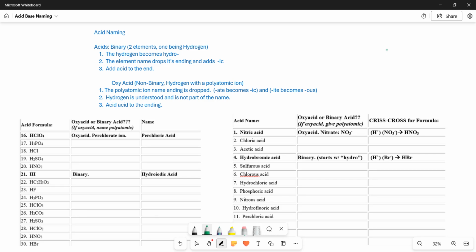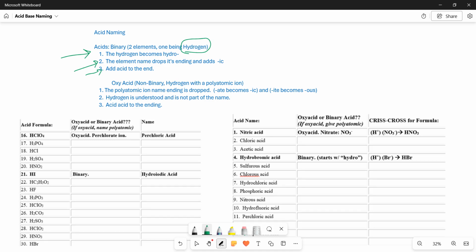Today we're going to talk about naming acids, and when we talk about naming acids we need to consider that there are two types of acids. The first type are what we call binary acids, and that basically means they contain two elements, of which one of them is hydrogen. So acids begin with hydrogen, and we have a hydrogen with another element. When we go to name this, the hydrogen becomes hydro in the name, and we start the name with hydro. Then the element is going to drop its ending, and we're going to add ic to the end, and then of course we add acid also in the name.